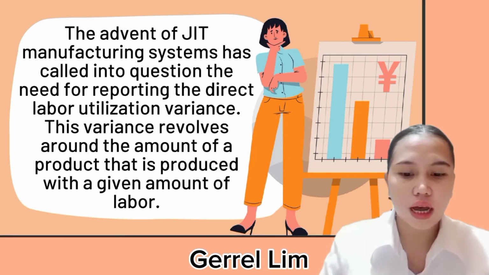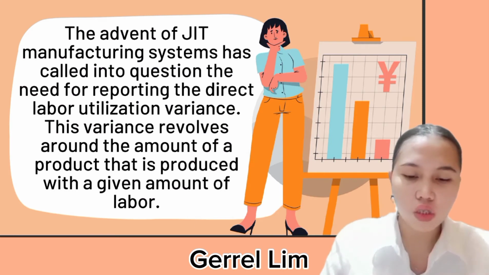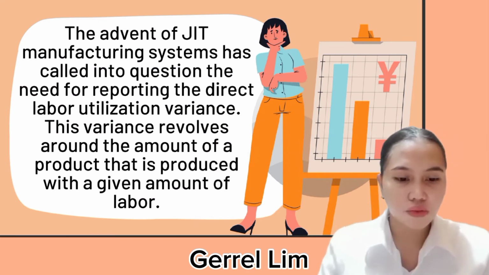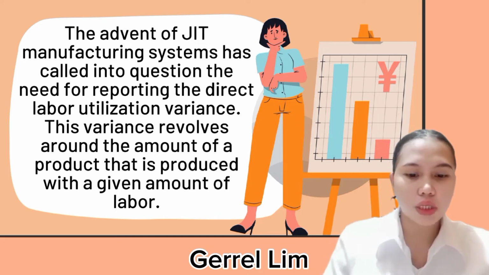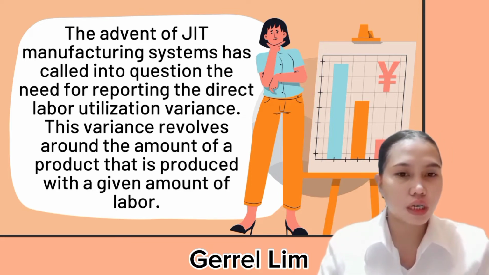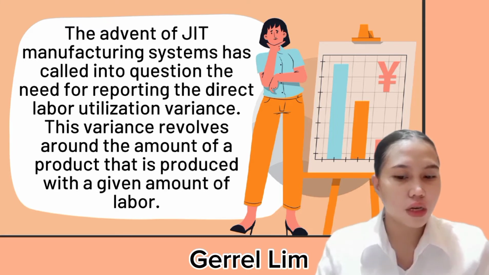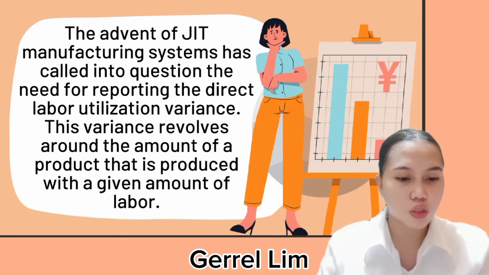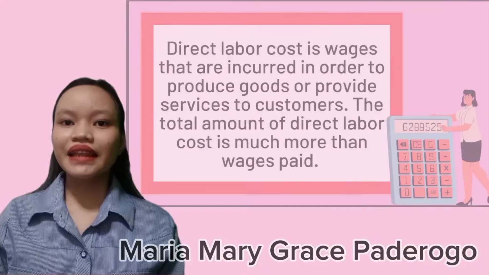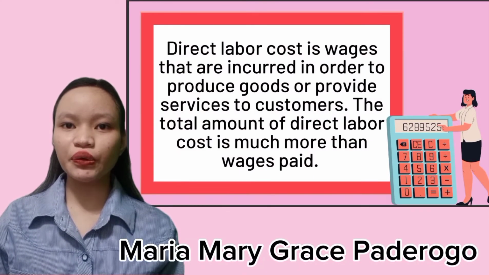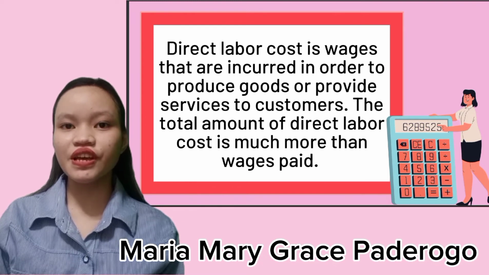Now, the advent of JIT, or just-in-time manufacturing system, has called into question the need for reporting the direct labor utilization variance. The variance revolves around the amount of the product that is produced with a given amount of labor. Direct labor cost is wages that are incurred in order to produce goods or provide services to customers.